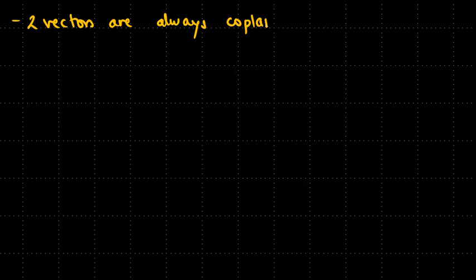But in truth, two vectors are always coplanar. We will also look at why this is the case. If this was a 3D drawing, then it would be much easier, but I'll still try my best to represent why two vectors are always coplanar. Three vectors may or may not be coplanar.